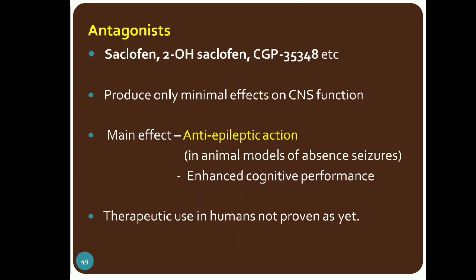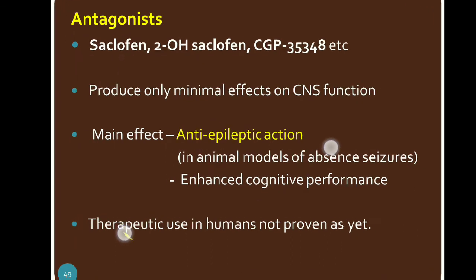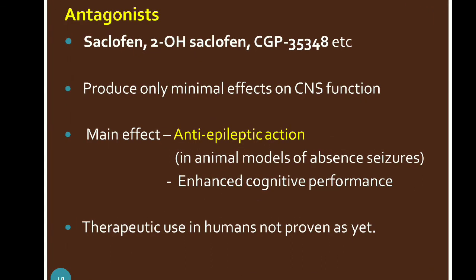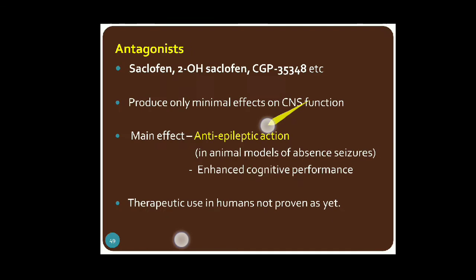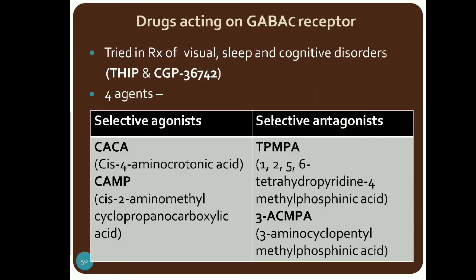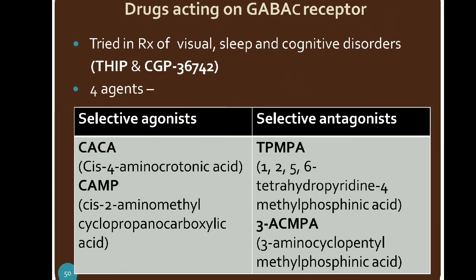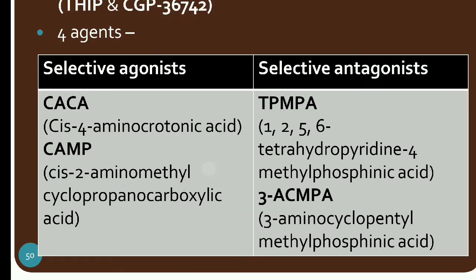Drugs acting on the GABA C receptor have been tried in the treatment of residual sleep and cognitive disorders. Okay, this is a selective agonist and antagonist: CACA, cis-4-aminocrotonic acid, and CAMP. This is a type of GABA C receptor drug.